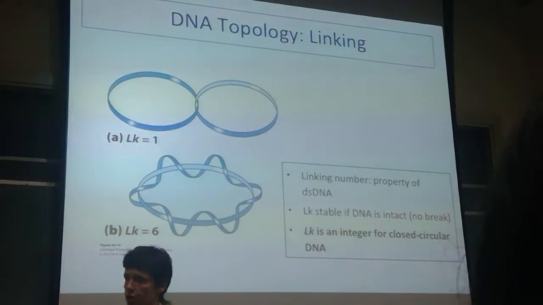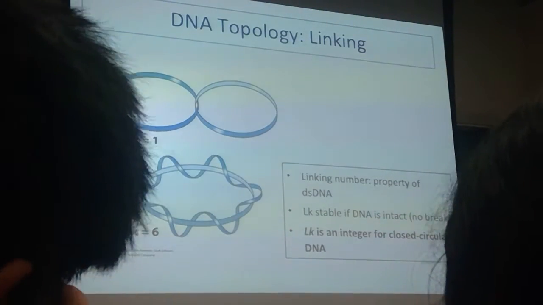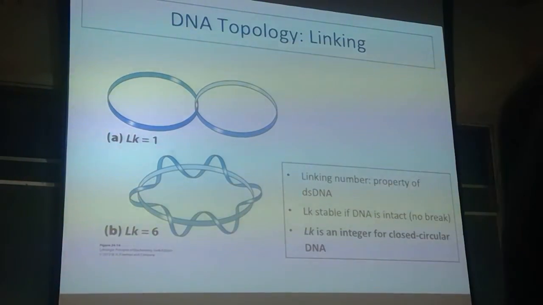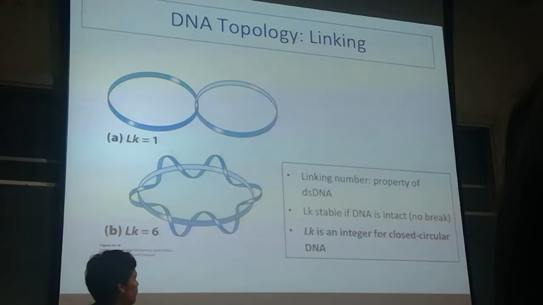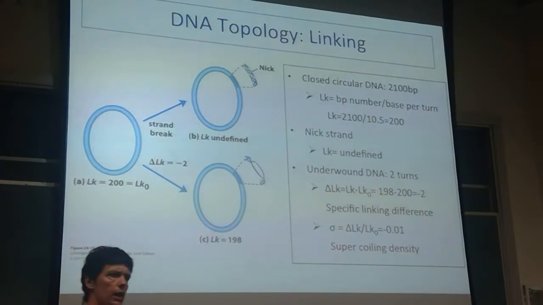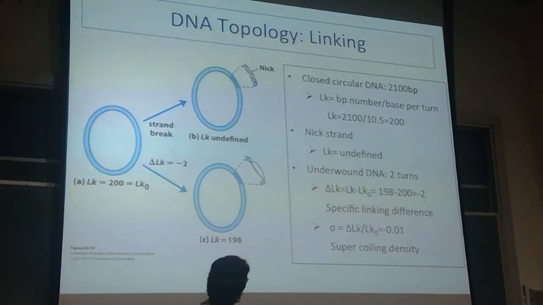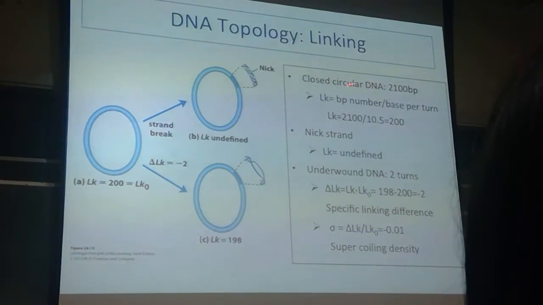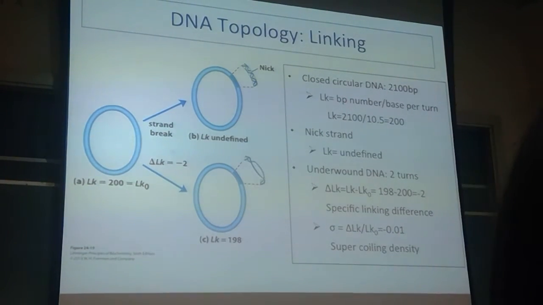Now with non-circular DNA, which is mostly eukaryotic DNA, it's so long that it behaves pretty much the same way. All right, so here's an exercise that we may ask you. Here you have a plasmid. It's 2100 base pairs long. It's circular, it's closed. You have an Lk number, which is the number of base pairs divided by the base pairs per turn.